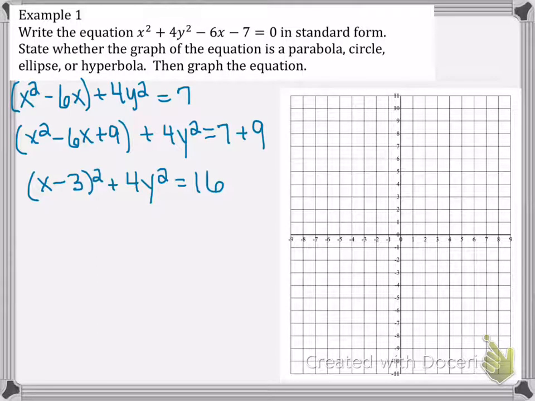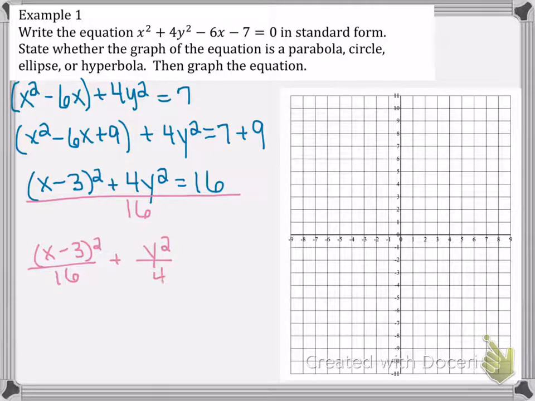Now at this point, I know that the curve is an ellipse because I'm adding my two x's and y's together, but my y has a coefficient in front of it, so that means it's an ellipse. So what I'm going to do is divide through by 16. So then I get (x minus 3) squared over 16 plus y squared over 4 is going to equal 1.